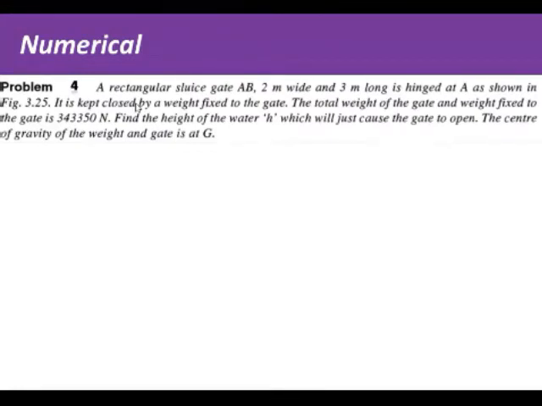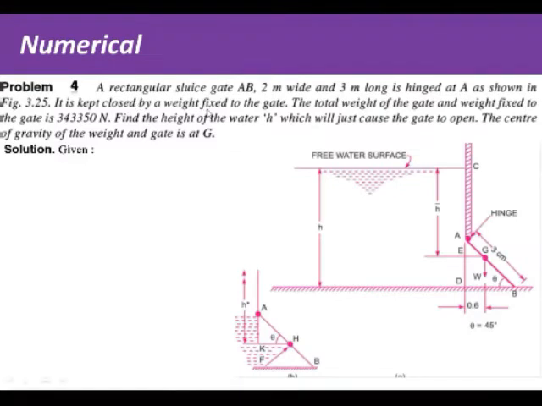Our next problem is: a rectangular sluice gate AB, 2 meter wide and 3 meter long, is hinged at A as shown in the figure. In this problem the figure is already given. It is kept closed by a weight fixed to the gate. The total weight of the gate and the weight fixed is 3,43,350 Newton. Find the height of the water H which will just cause the gate to open. The center of gravity of the weight and the gate is at point G.